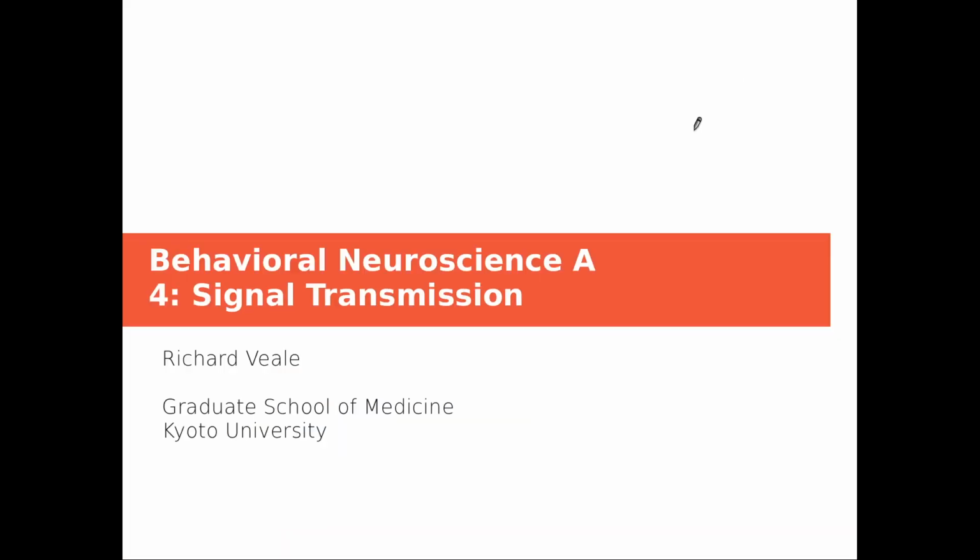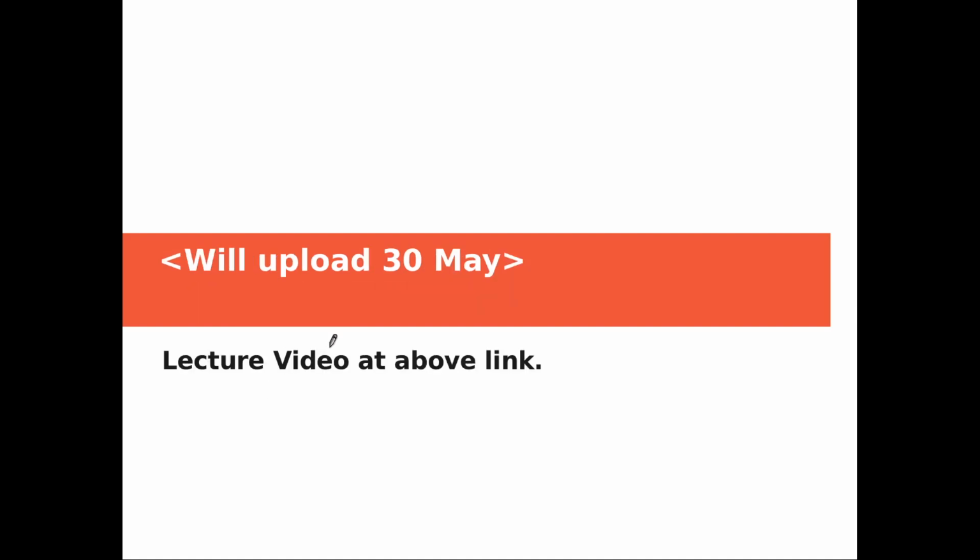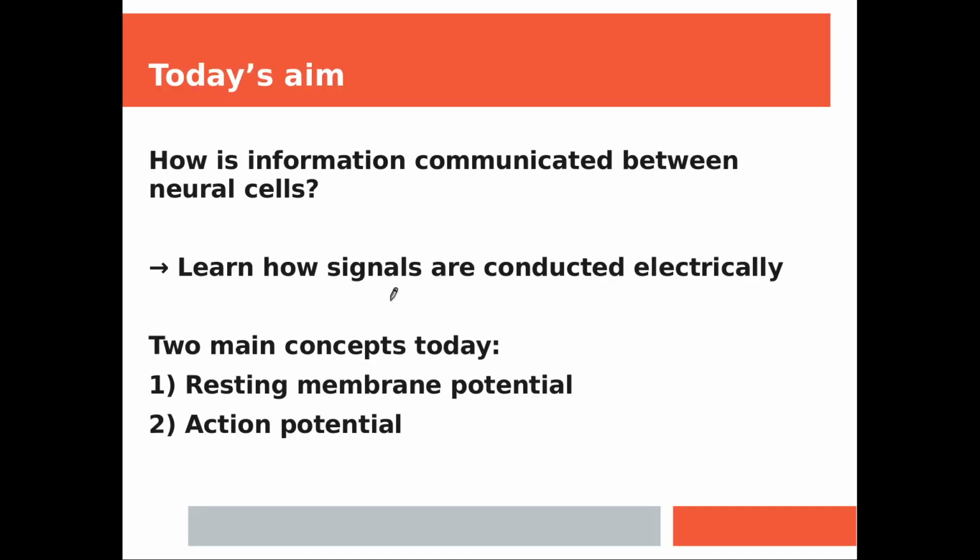This is the fourth lecture for Neuroscience A. Today I'm going to talk to you about signal transmission, the first part of the lecture about how neurons communicate with each other in the brain. And I'll put this video up in a couple minutes when I'm done.